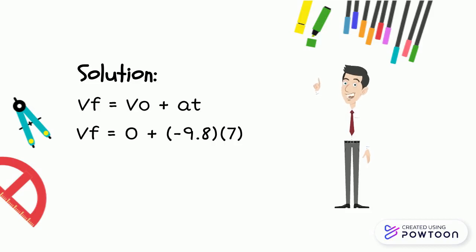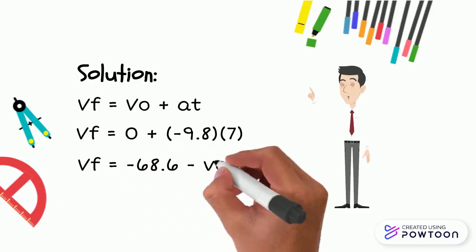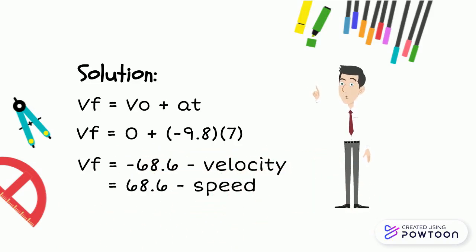Now we're just going to multiply negative 9.8 and 7 because 0 is just 0. There's no need to solve for that. So that will be equal to negative 68.6, which is the velocity, and the speed will be positive 68.6, because the speed cannot be a negative number. Remember that velocity is a vector quantity and speed is scalar.